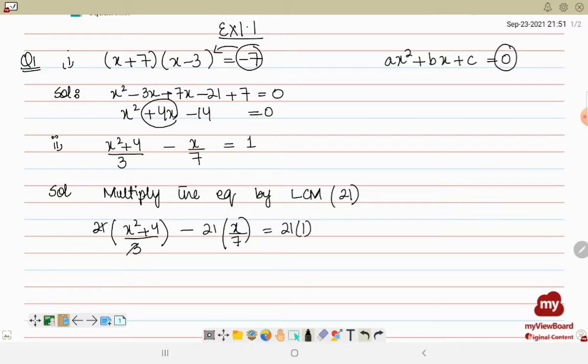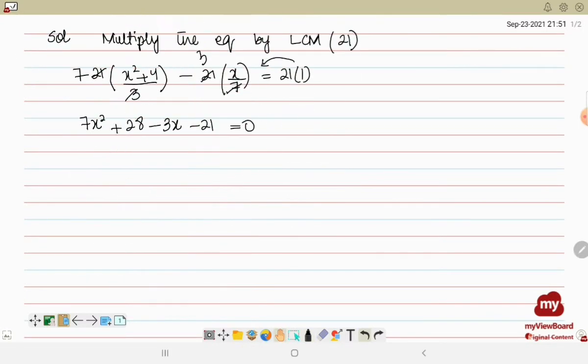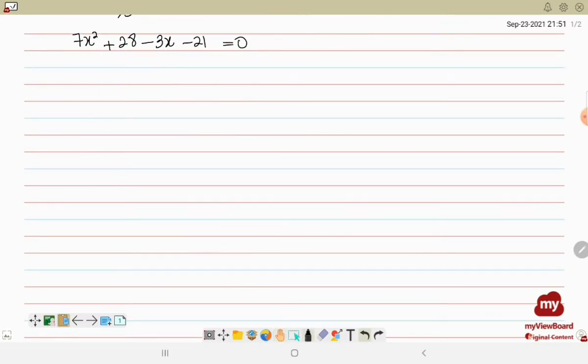So 3 goes into 21 seven times, 7 goes into 21 three times. So we are left with 7x square plus 28 minus 3x, and then we'll also take 21 to this side, minus 21 equals 0. Let's solve it further and let's see whether it will become pure or it will just be the quadratic equation. So if you see, it is just converted into the standard form of quadratic equation and it is not pure.